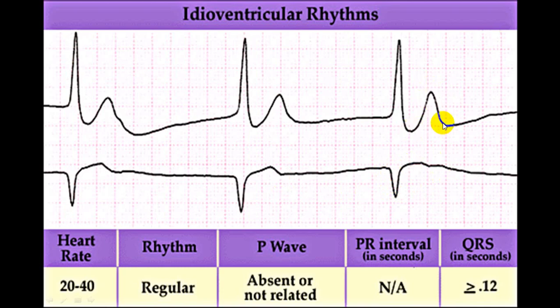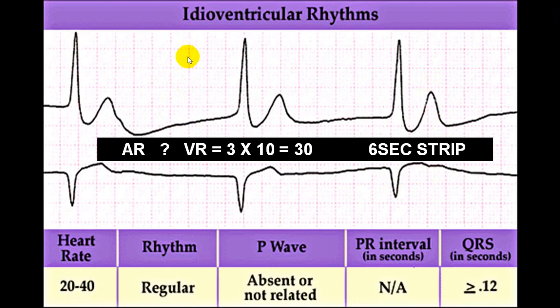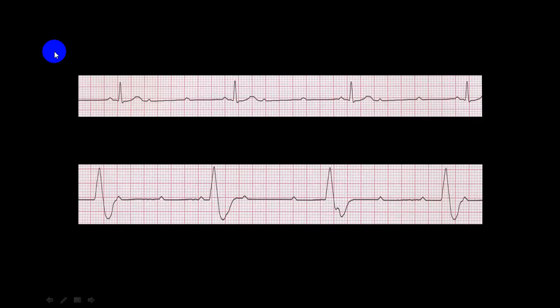Here it is upright. So this is idioventricular rhythm. And here you can't calculate the atrial rate. Ventricular rate is 30 per minute. You can call that idioventricular rhythm.